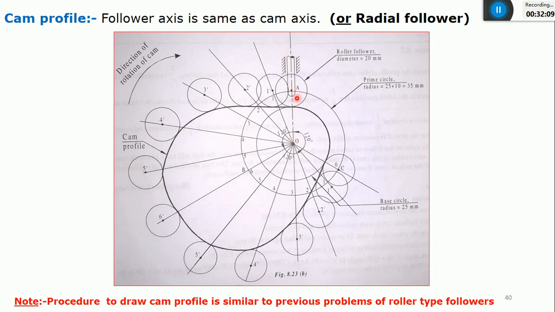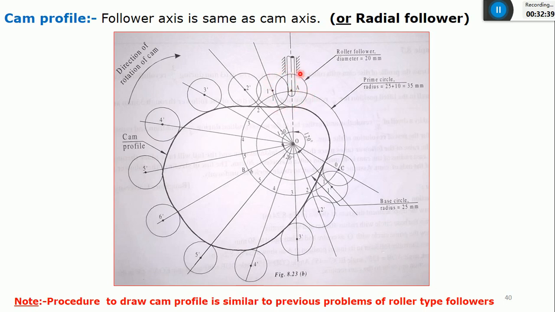At this point I'll indicate the follower axis and the cam axis in the same line. Okay, and I'll take the reference as the prime circle. Again, as I explained in the previous class, I'll take the reference line. The axis of the follower, which is passing through the center of the circle, will intersect the prime circle at this point.